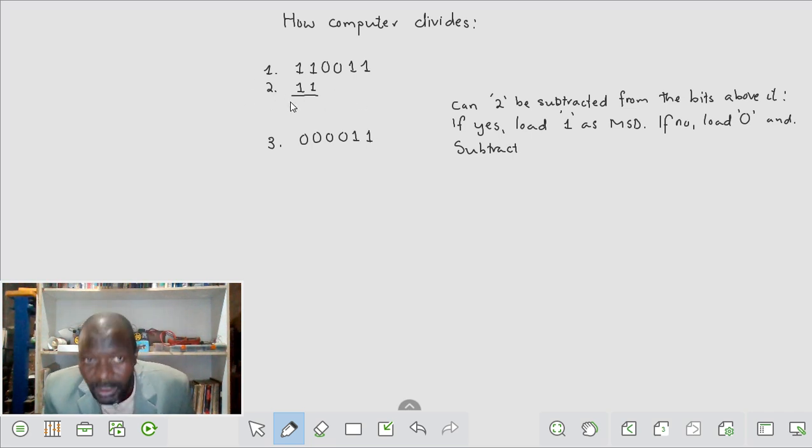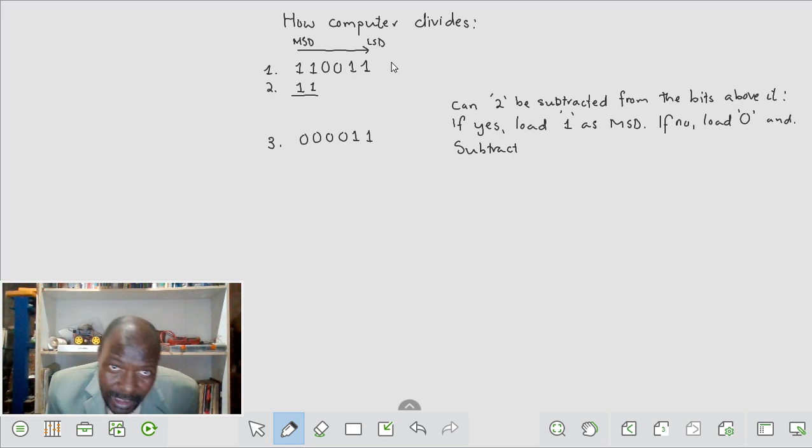I'm subtracting, but I'm subtracting from the what? From the right towards the left. From the left towards the right. I'm subtracting from the left towards the right. I'm working from the MSD towards the LSD. Remember, with the multiplication, we were working from the LSD towards the MSD. With division, we are going in the opposite direction. So now, after subtracting, is this at the same level? I don't think so. So I'll bring it down.